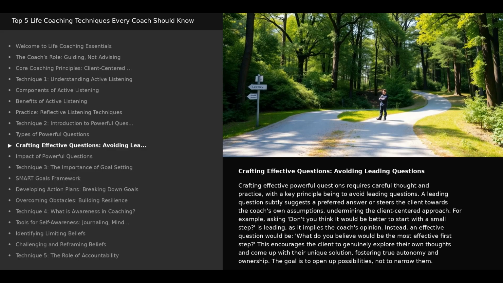Instead, an effective question would be, "What do you believe would be the most effective first step?" This encourages the client to genuinely explore their own thoughts and come up with their unique solution, fostering true autonomy and ownership. The goal is to open up possibilities, not to narrow them.